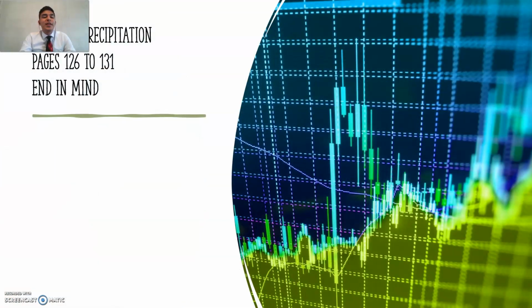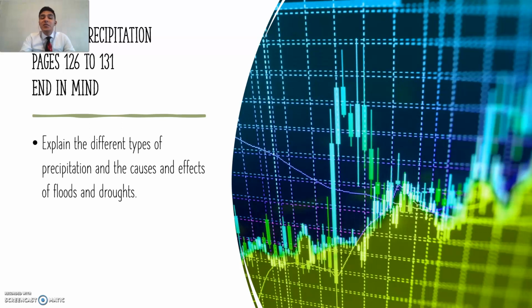And today we're going to be studying lesson number 3, precipitation. You will find this topic in pages 126 to 131. Our end in mind for today is the following. Explain the different types of precipitation and the causes and effects of floods and droughts. Alright, so a little observation. It's very important to have the end in mind in your summary, so make sure to write it down.